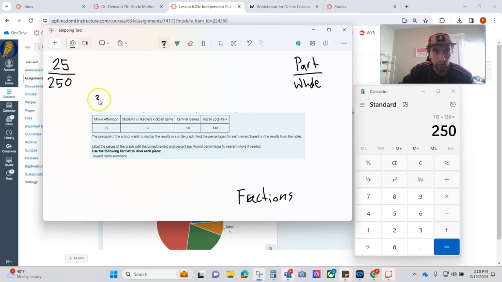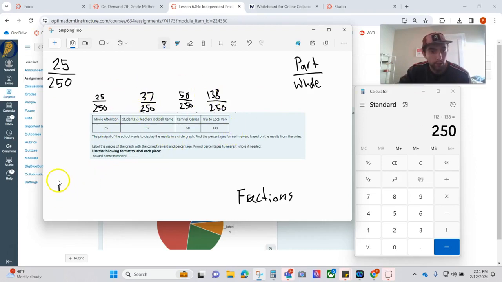So movie afternoon is 25 out of 250. Kickball game is 37 out of 250. Carnival games was 50 out of 250. Trip to local park was 138 out of 250. So now we have a fraction for all of these, a part to whole fraction. Now we can turn these fractions into percents the same way for each of these.